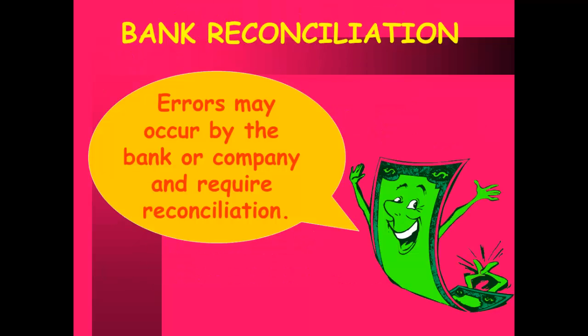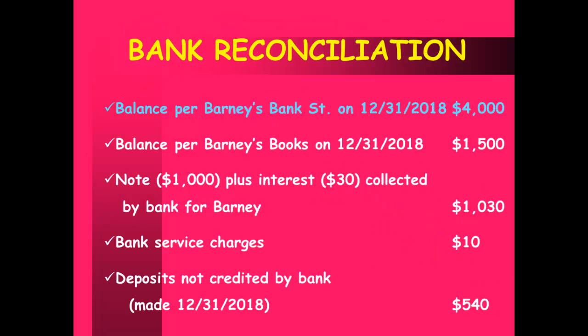Notice I mentioned errors on both parts. We can have mistakes on our books, which will be shown on the book side of the reconciliation. We can have errors made by the bank, which are going to show on the bank side. We're going to do a bank reconciliation. Now, the first thing I want you to notice is that up top I'm going to give you data. Below that, you see the form for the reconciliation.